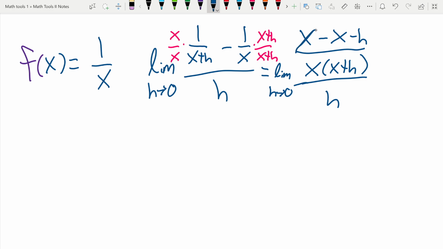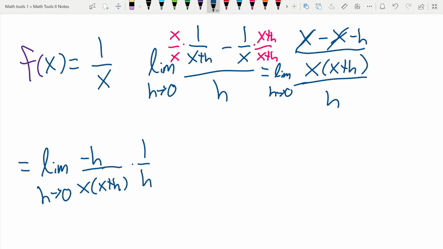Now, two things to note. One, the x's cancel here, so we just have negative h on the top. Second, we have a fraction divided by h. So this is really going to be the limit as h approaches 0 of negative h over x times x plus h, times 1 over h, right? We multiply by the reciprocal. And in the process there, these h's cancel. So we get the limit as h approaches 0 of negative 1 over x times x plus h.